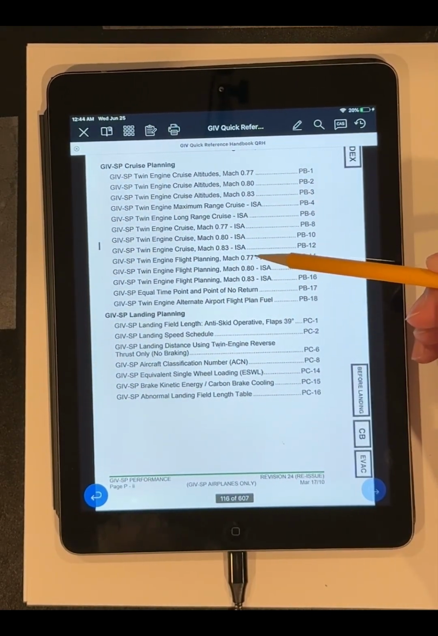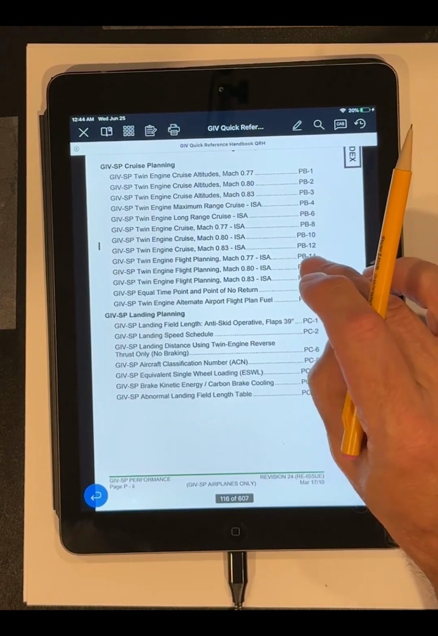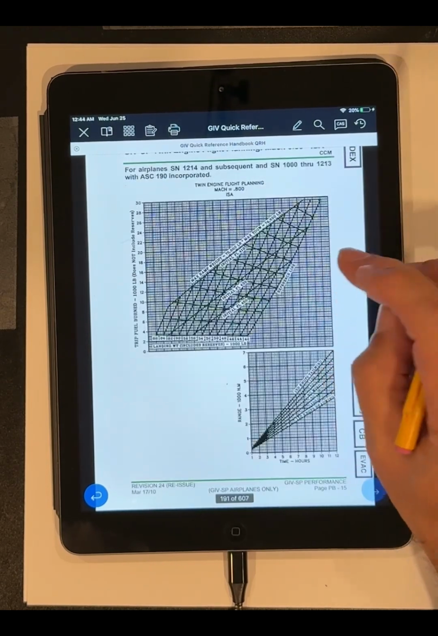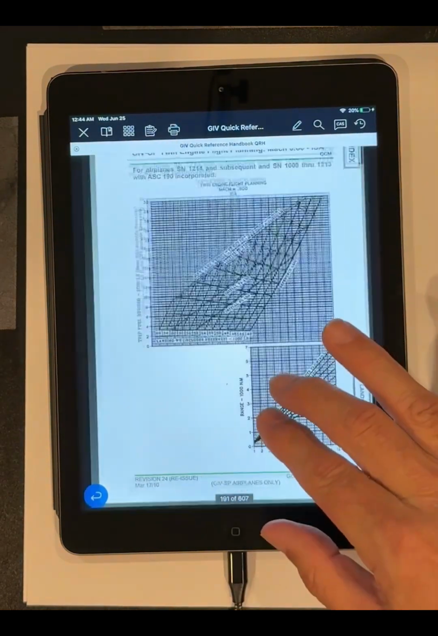We have Mach 7.7. We're not going to use that. There's our Mach 8.0. We want Papa Bravo 15. Now let's highlight that. Let's click that. That's going to bring us to this page. The best part about an iPad is you can blow all of this stuff up.